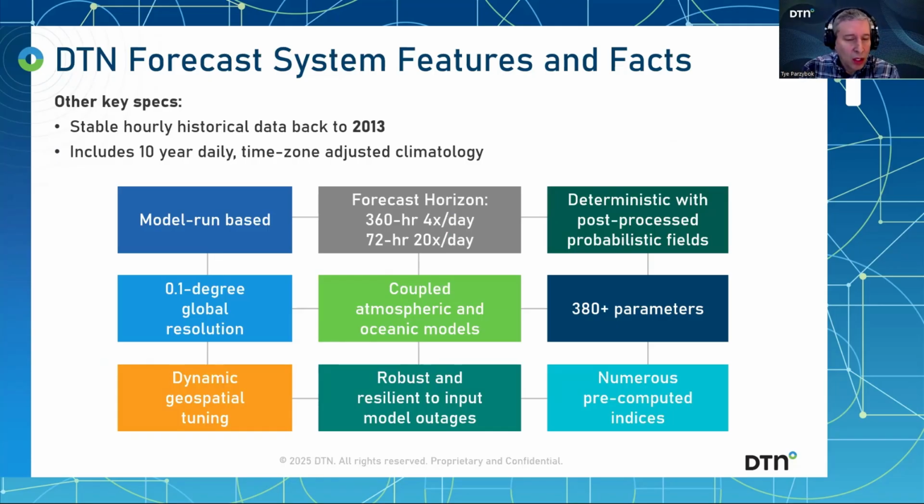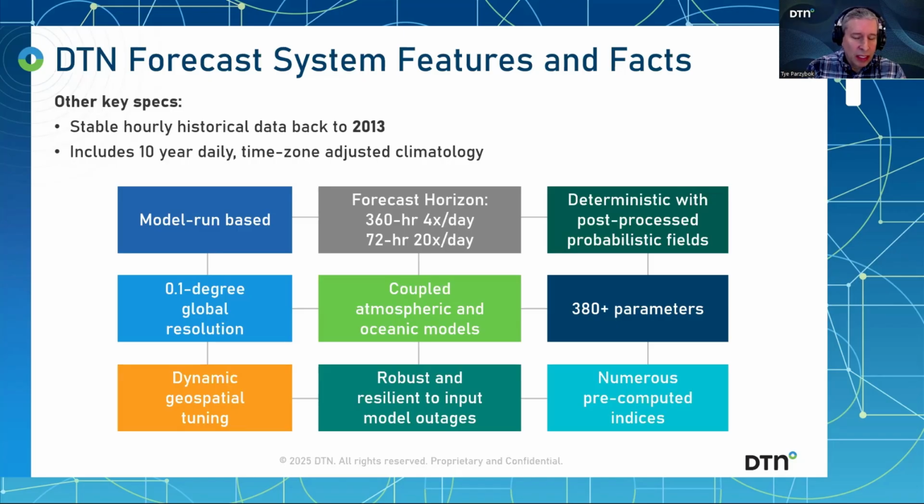It's operating on a global scale, which is a powerful feature of the system, at a 10th of a degree. But we do have the ability to do some dynamic geospatial downscaling. This allows us to quantify and resolve details in complex terrain or at land-water boundaries. So we have the ability to really hone in on forecasts in complicated areas.